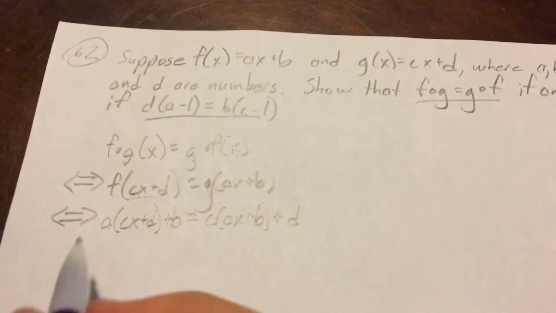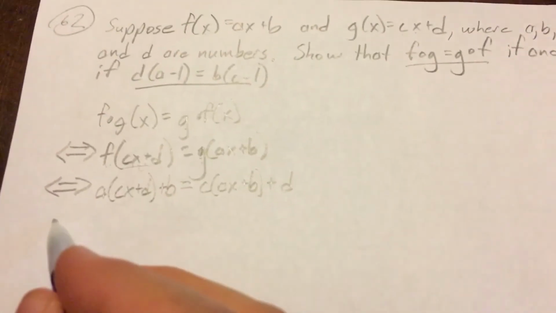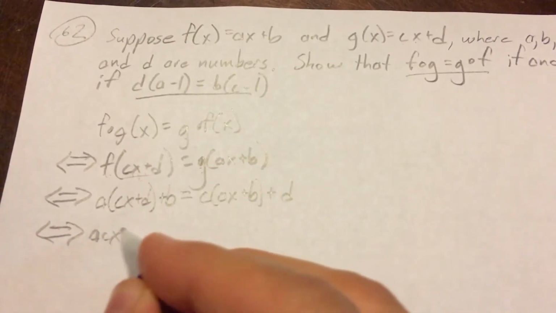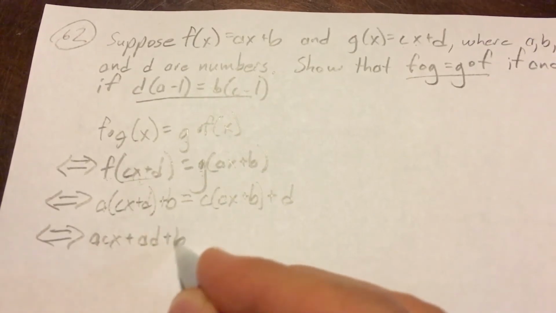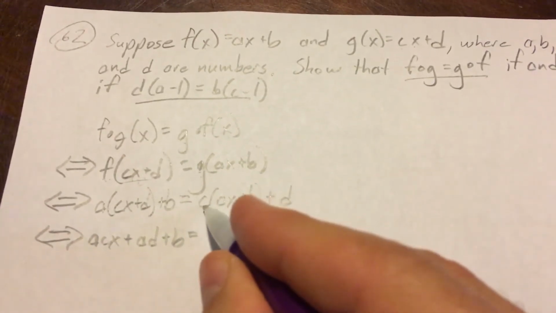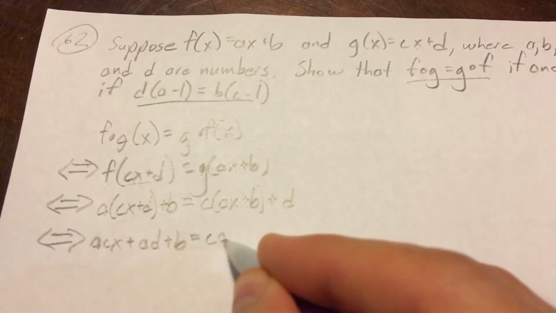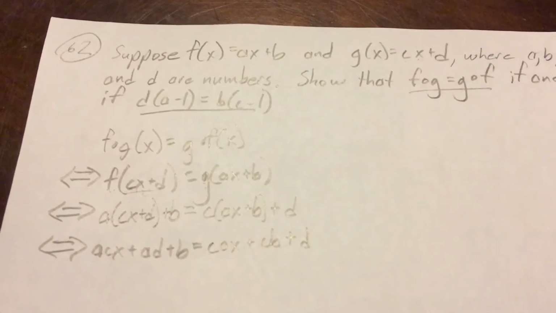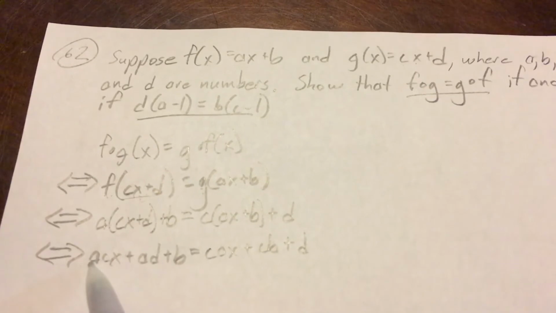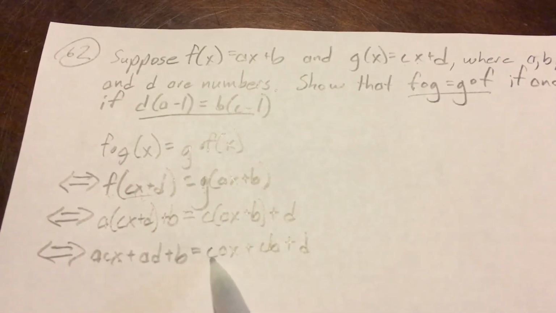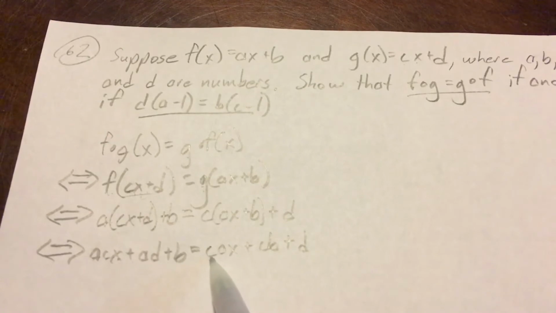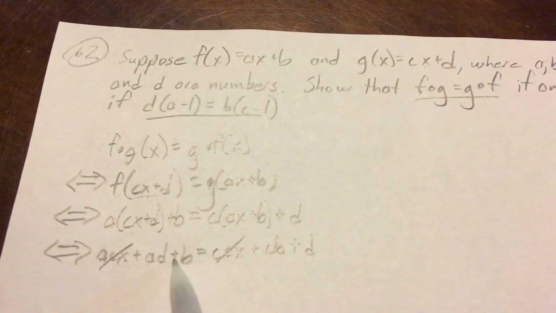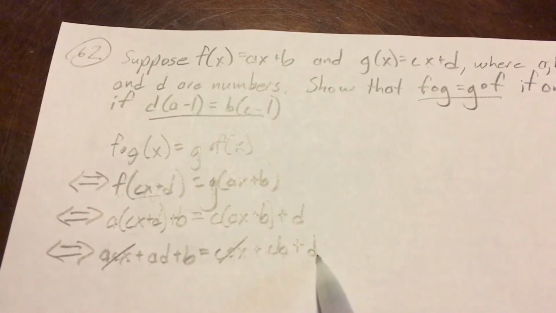plus d. Okay, well, let's just see what happens when we actually distribute this. So saying those two things are equal is the same as saying acx plus ad plus b equals cax, or I'll just go ahead and write it that way, plus cb plus d. Well, you can see that acx, since multiplication is commutative, and cax cancel, right? Those are the same things. So really what I have is ad plus b equals cb plus d.